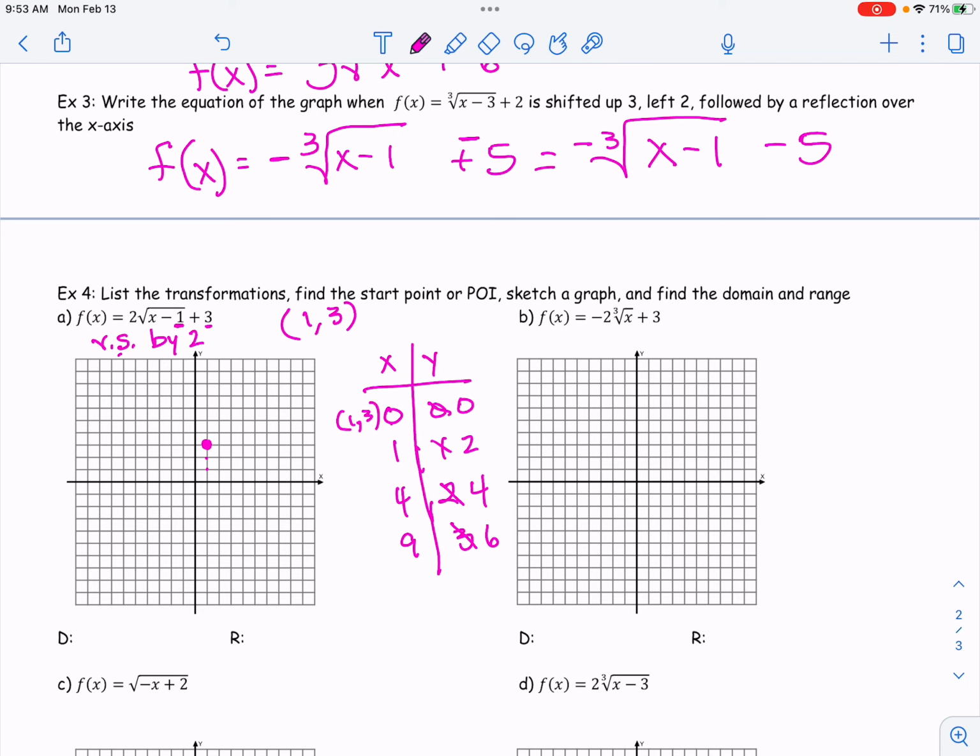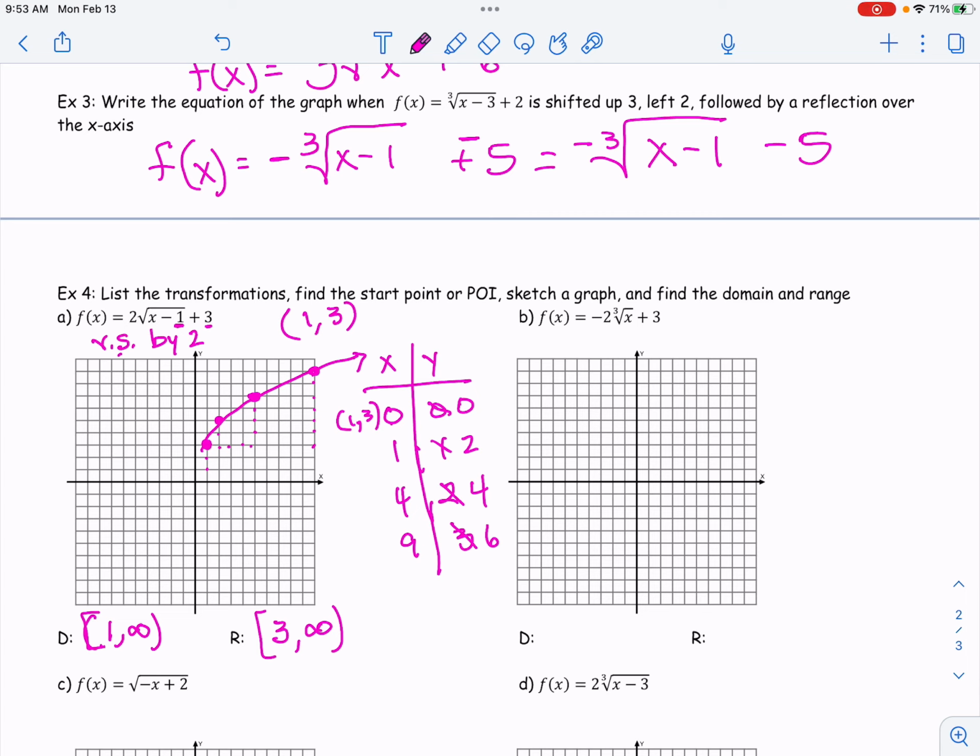Now I'm going to go right 1 and up 2. I'm going to go right 4, up 4. I'm going to go right 9, which will put me all the way here. And this is my new graph. The domain is from 1 to positive infinity. My range is from 3 to positive infinity.